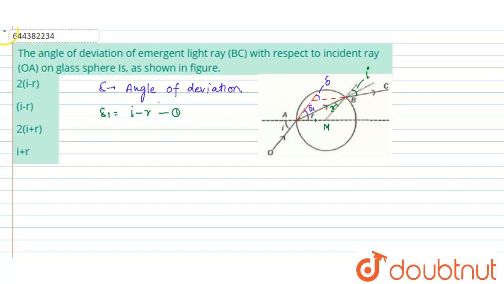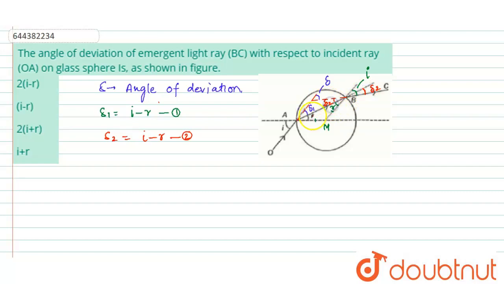Now what will be the deviation produced at this surface? This ray is going like this and it has refracted like this. So this is the deviation at this surface, let us say delta 2. How do you find delta 2? Delta 2 will be simply equal to i minus r. Again, let this be equation number 2. Now if this is delta 2, then this angle is also equal to delta 2, because they are vertically opposite angles.